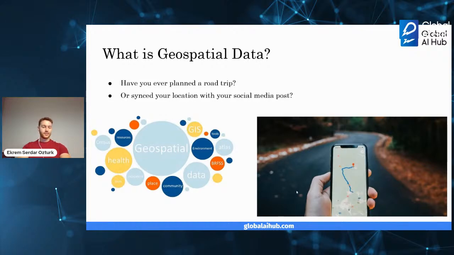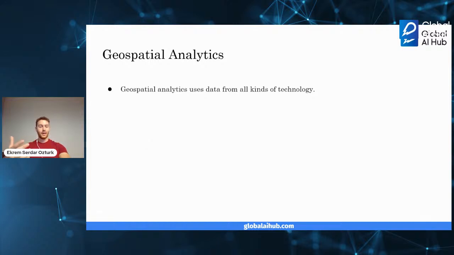So after this geospatial data, and we learned what is geospatial data, I want to move on to how we can analyze this data, okay? Geospatial analytics. So geospatial analytics uses data from all kinds of technology, like GPS, location sensors, again, social media, and mobile devices, and for sure, satellite imagery to build data visualizations for understanding and finding trends in complex relationships between people and places.